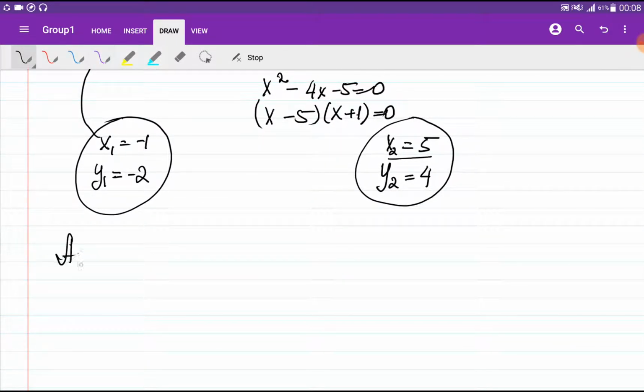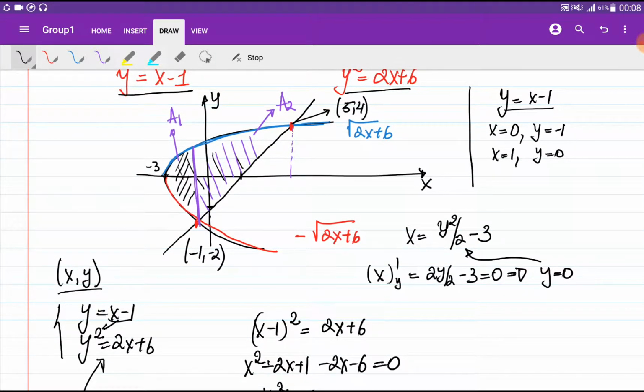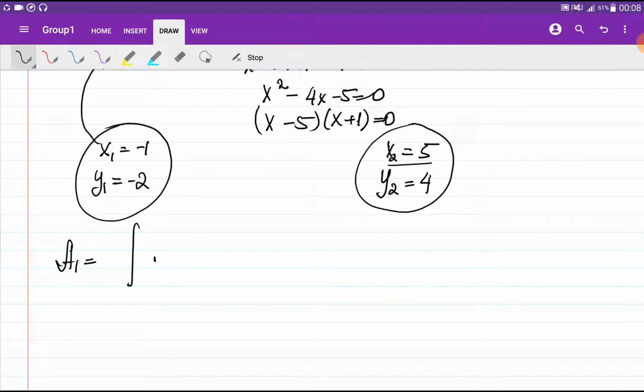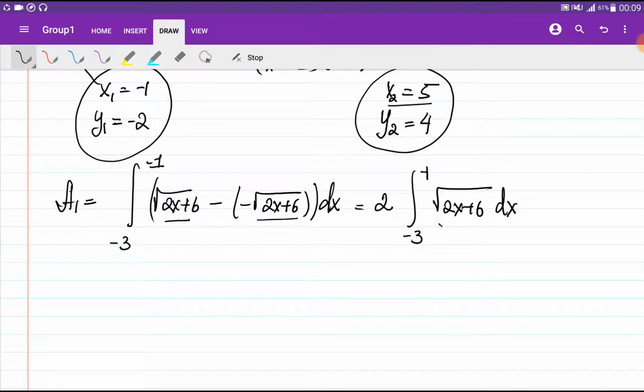So the area A1 will be equal to the integration of the difference between the blue curve and the red curve. The equation of the blue curve is plus square root of tx plus 6, and the equation of the red curve is minus square root of tx plus 6. So this will be square root of tx plus 6 minus minus square root of tx plus 6, integrated with respect to x from minus 3 until minus 1. Since these are the same, if I sum them, I will get 2 times the integral from minus 3 to minus 1 of the square root of tx plus 6 dx.